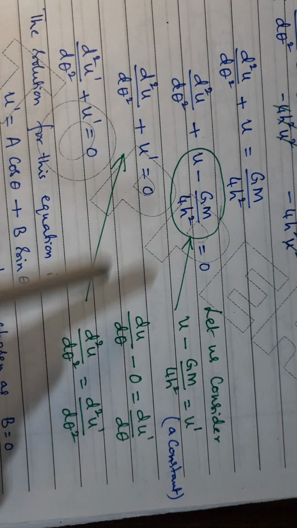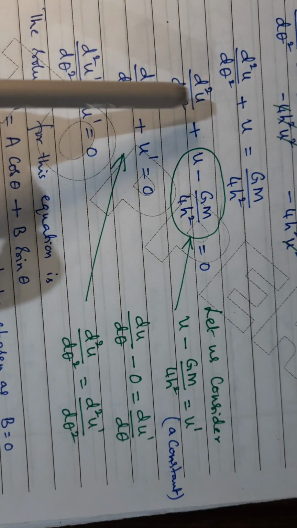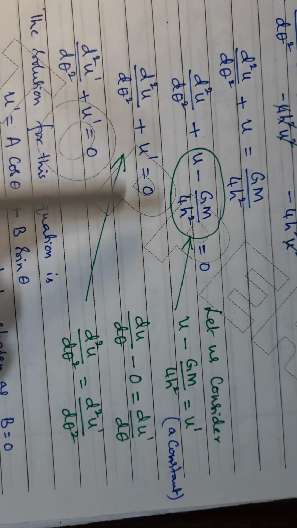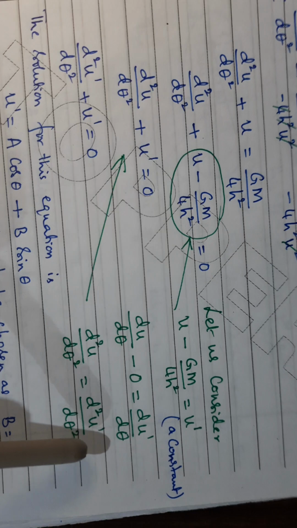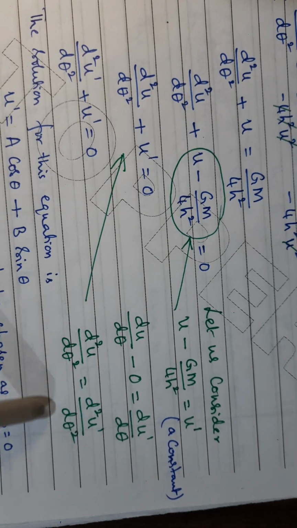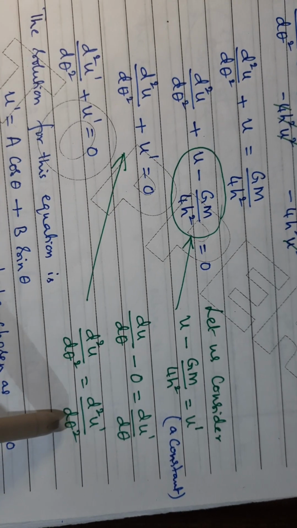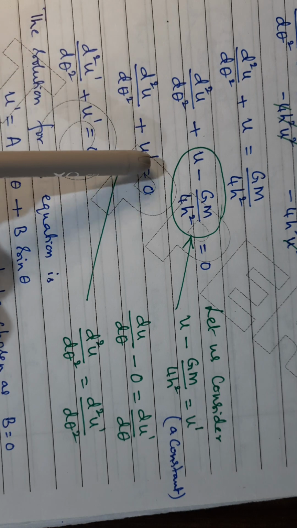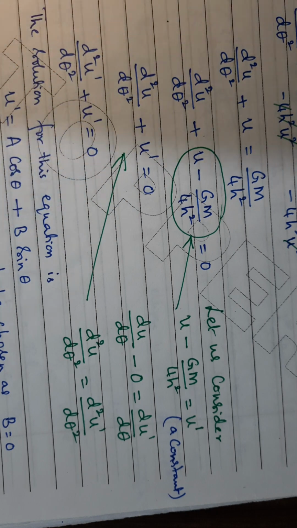Now substitute this. Here d square u by d theta square is there. In place of d square u by d theta square, I will put this, d square u dash by d theta square. This u dash is equal to 0.